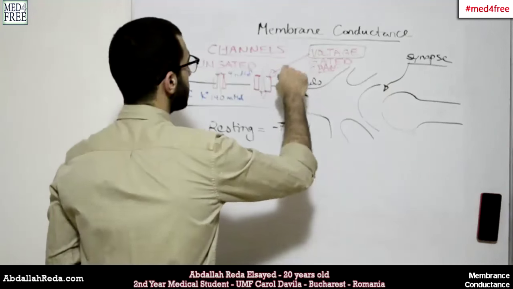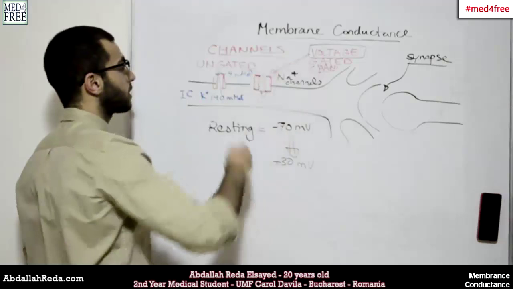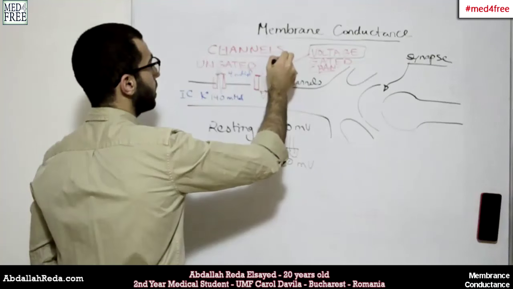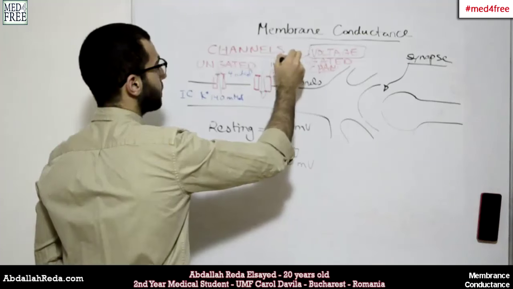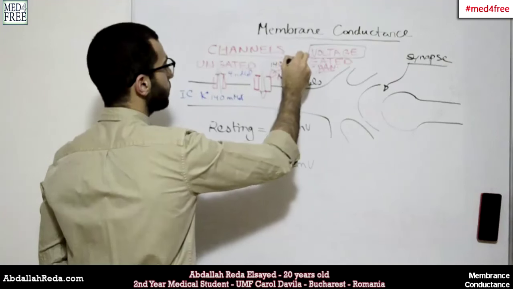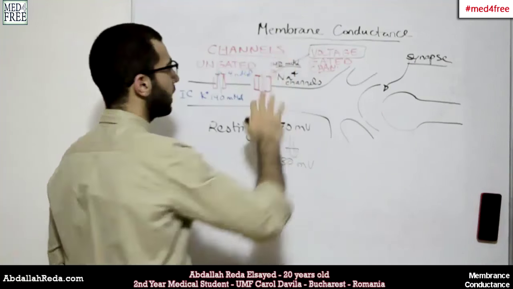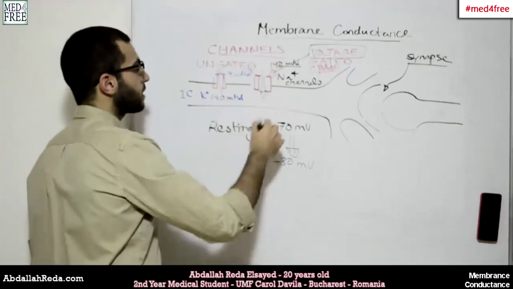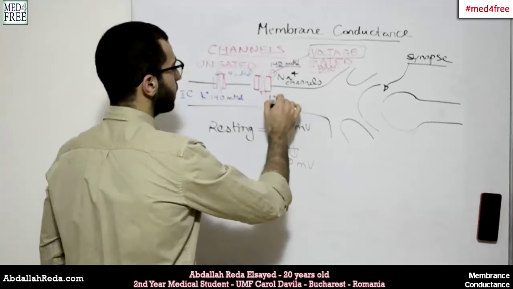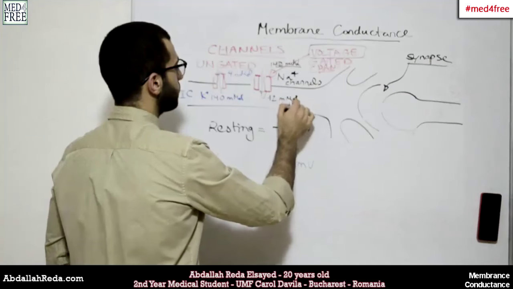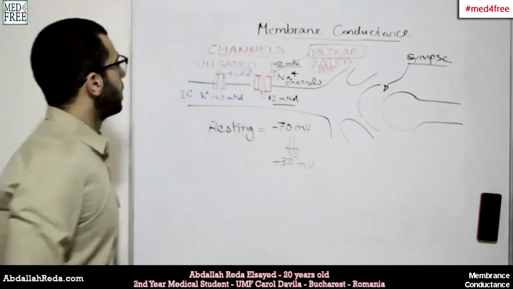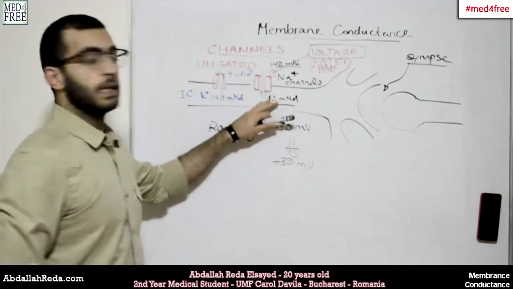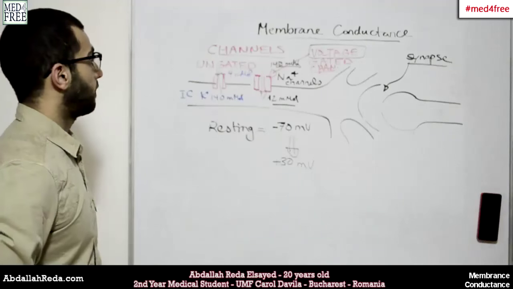We have to know that sodium in the extracellular fluid has a concentration of about 142 or 100 millimoles. These values are different from one book to another, and inside it's around 12 millimoles. So this is the second type of channels.